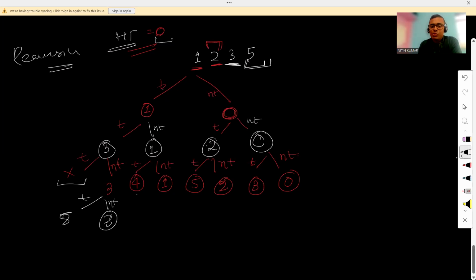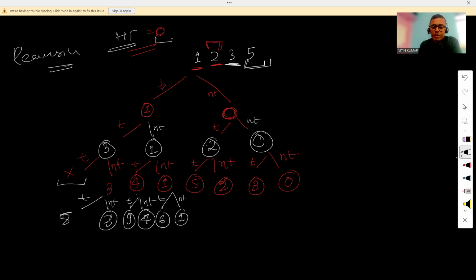Now for this one also, 4 is again less than 5, so we again take or not take. So if we take, the value will be 9, and if we do not take, then the value will be nothing but remained as 4 itself. Again for 1 also, take or not take, it will be 6 if taken, and if not taken it will remain as 1. Now for 5, we do not take, because 5 is equal to 5. So there is only one option, not take, and it is 5 only.